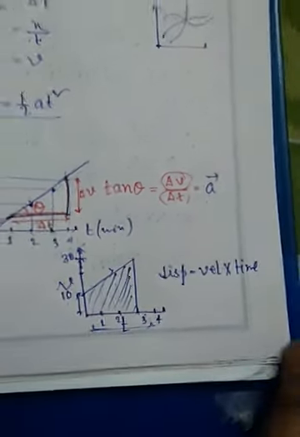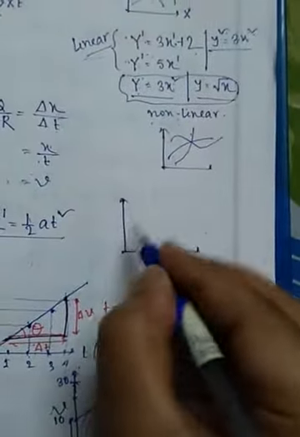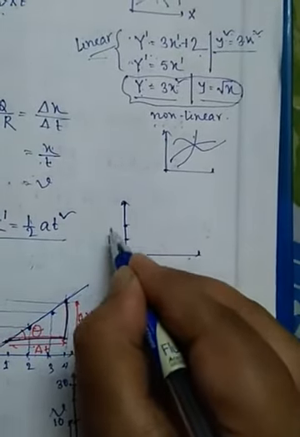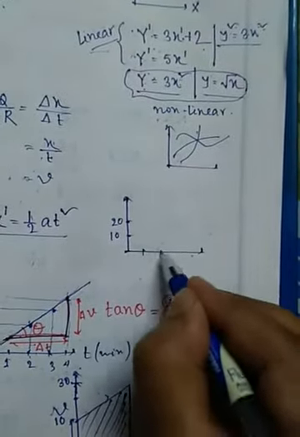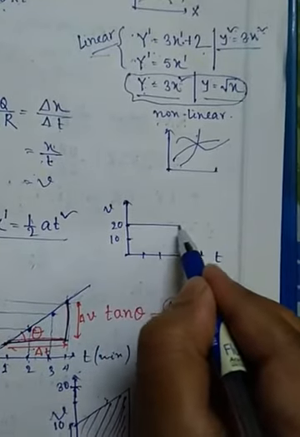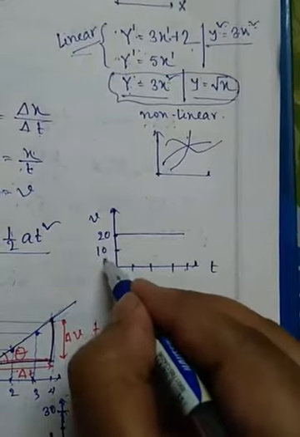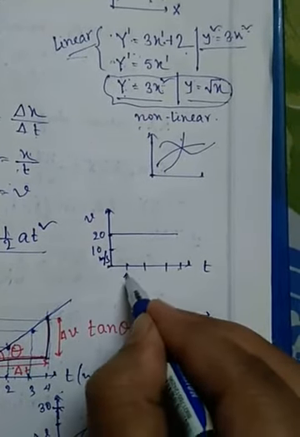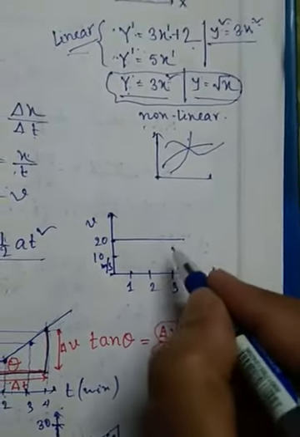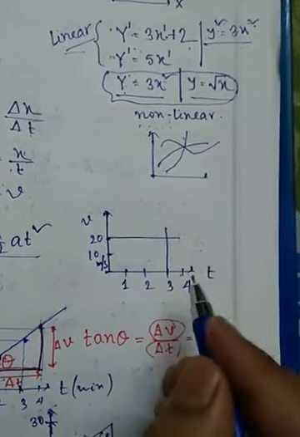Okay, let's think in an easier manner. Let's say a particle is moving with velocity, this is 10, this is 20, this is 1 second, 2 second, 3 second, 4 second, time and velocity. A particle is moving with a constant speed of 20 meters per second. I am asking you what will be the distance covered after 3 seconds. So just draw a perpendicular along the 3 second axis.